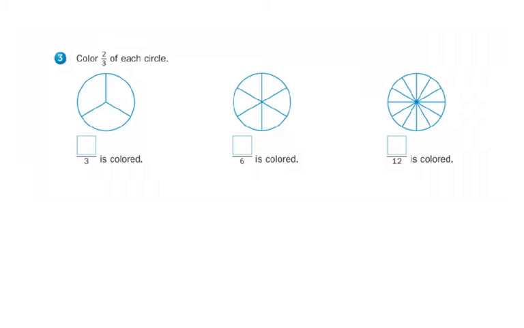Now, number 3 says color 2 out of 3, or 2/3, of each circle. 1 out of 3, 2 out of 3. 2/3, or 2 out of 3, is colored. I'm going to do the same thing. I'll shade in this section and this section so that the same amount is shaded in the second circle. This time the circle was divided into 6 equal sections, and I colored in 4.